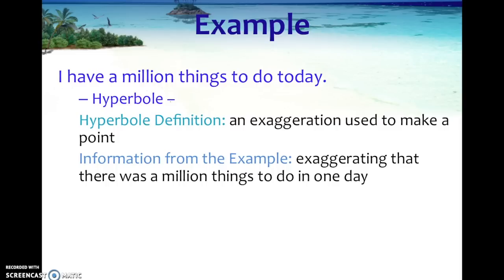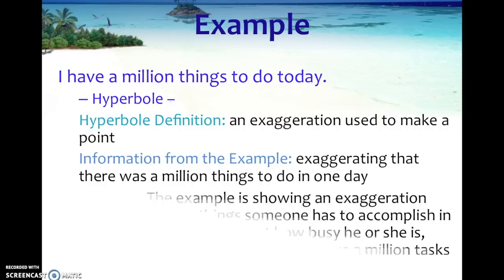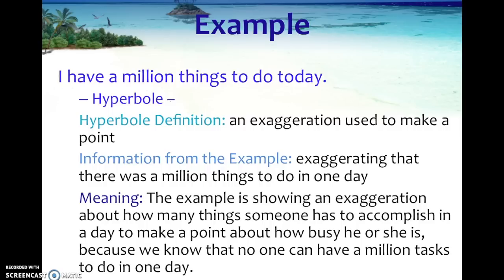So we're going to take the definition again with the information from our example, and we're going to put it together for our explanation that will sound like this. The example is showing an exaggeration about how many things someone has to accomplish in a day to make a point about how busy he or she is, because we know that no one can have a million tasks to do in one day. Yeah, and it feels like it, but we know that's not true. So let's do one more example about how we can explain a different type of figurative language.